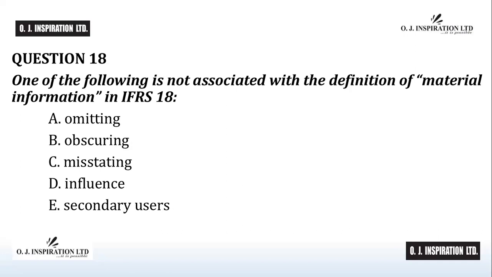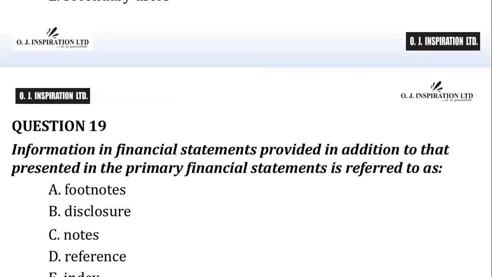Material information is explained in IFRS 18 thus. Information is material if omitting, misstating, obscuring it could reasonably be expected to influence decisions that the primary users of general purpose financial statements make on the basis of those financial statements, which provide financial information about a specific reporting entity. Secondary users are not part of the focus. E is the answer to question number 18.